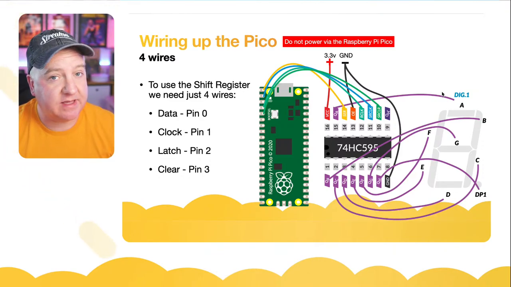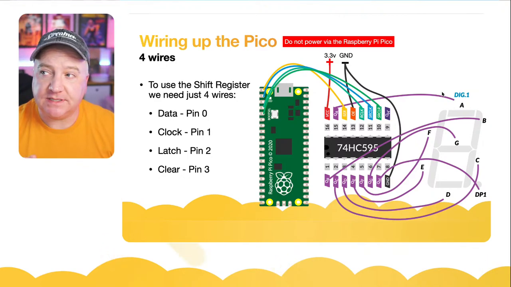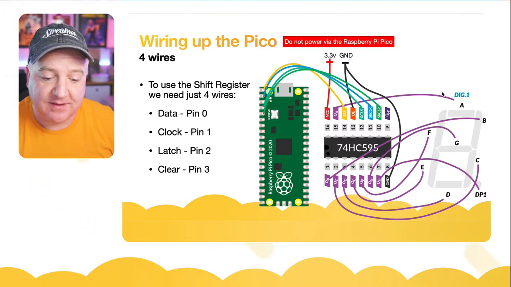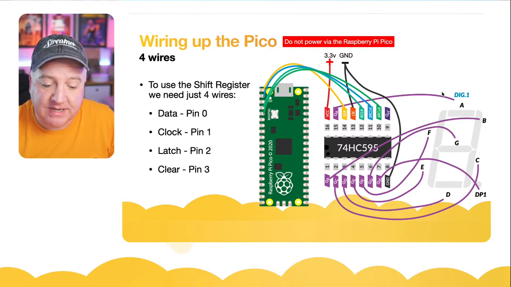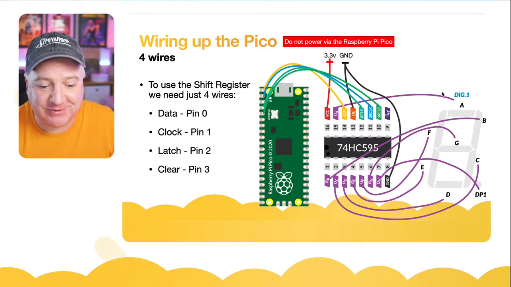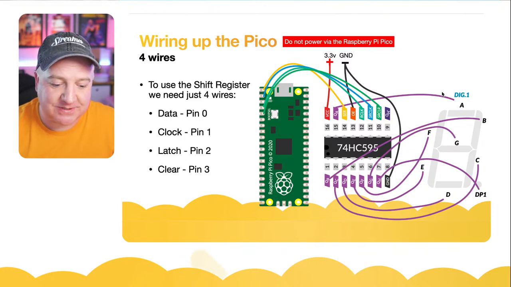We're not using any kind of SPI, although I have seen that work. I have seen other people use other libraries and so on, but it's very simple to get this working. And this is what I quite like about it. I haven't actually found anybody using shift registers with a really good explanation on YouTube. So maybe this is the first video that tries to explain this well for Raspberry Pi Picos.